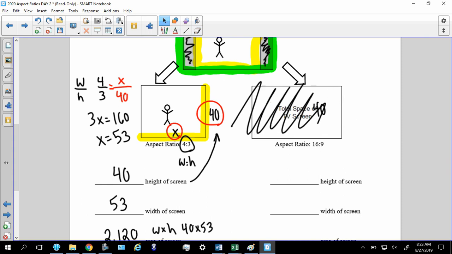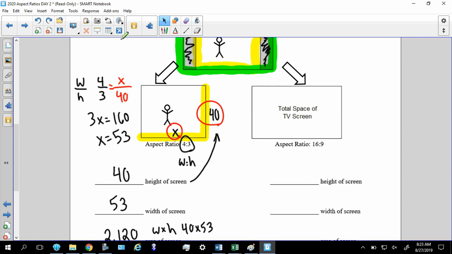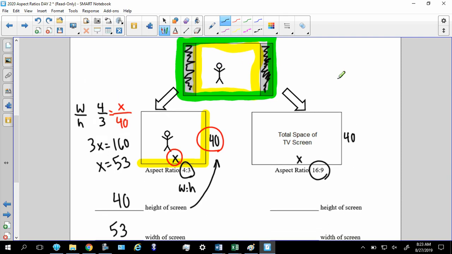Now let's go to our TV screen. Let's go ahead and just delete that. Now, the TV screen also has a height of 40, and we have no idea how big the width is. So basically what we're doing is the same exact thing, except now we're dealing with an aspect ratio of 16:9. Same question. It's still width over height situation. 16/9 is equal to x over 40. Cross multiply and solve.